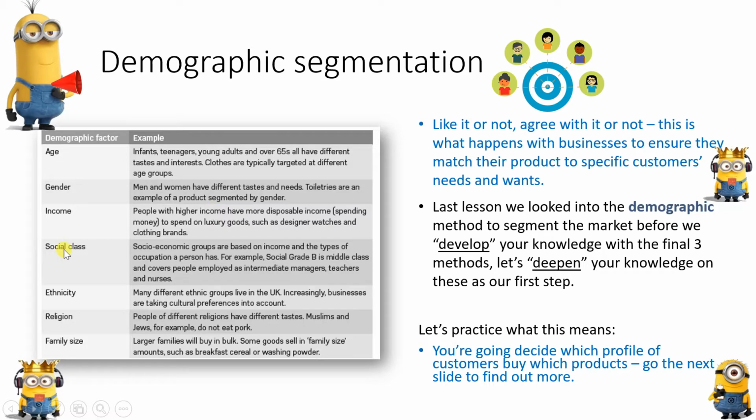Social group, now this is the socio-economic group based on income and types of job, the occupation, they go hand in hand. So that's another segment again, and there's an example for you in terms of managers, teachers and nurses are one group. Ethnicity, many different ethnic groups would mean that there's a segment about taking into account cultural preferences, much like religion. And the last one, the family size. Family size is things like where you want to buy in bulk, and a good example of that is to think of retail products.